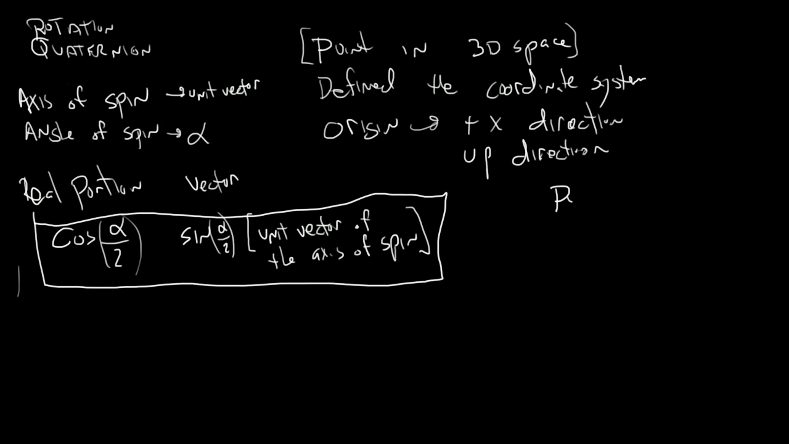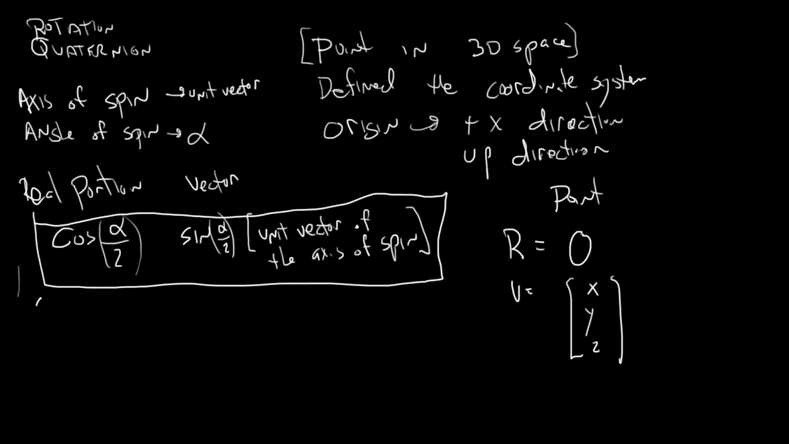For the point, basically the real portion is going to be equal to 0. I believe it makes no difference what you put in there, but the real portion is 0, okay? And then the vector is basically the x-coordinate, the y-coordinate, and the z-coordinate. So you have basically a 4-dimensional vector.